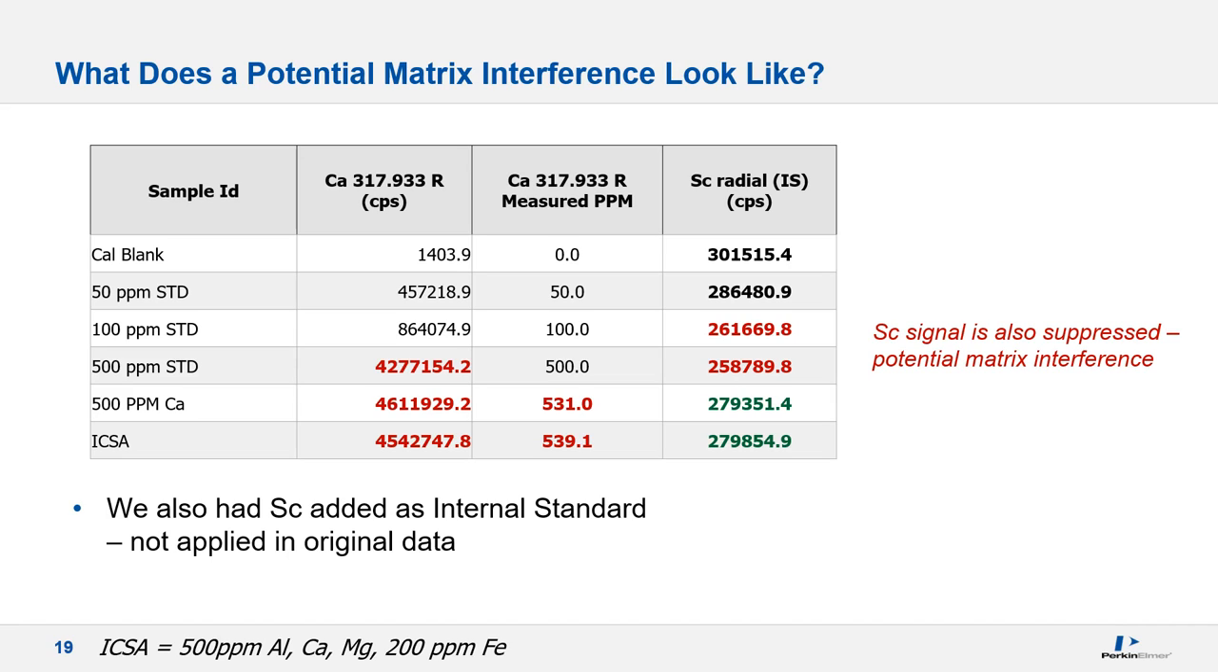This is an indication that there is a matrix interference occurring. However, when we look at the scandium levels in the calcium-only sample and in the ICSA sample, we see those intensities are different than in my calibration standards. So something in the makeup of my calibration standards and my two samples is different, and this is affecting something in the plasma processes going on and in my results. Since scandium is being suppressed in the calibration standards in a similar manner to calcium, perhaps by applying the scandium as an internal standard, we can correct for this matrix interference.